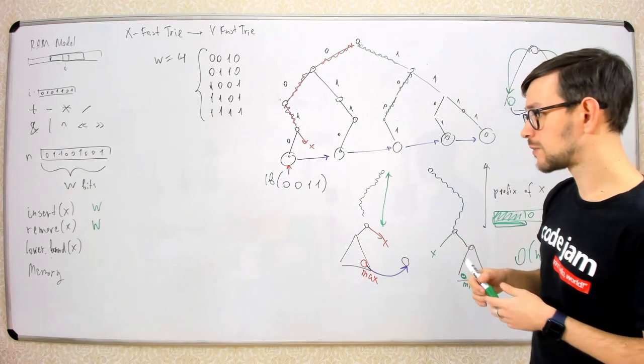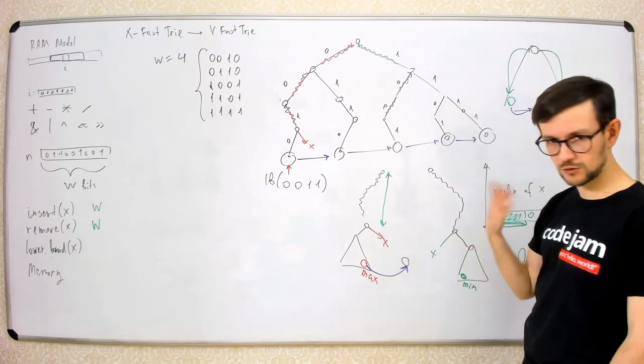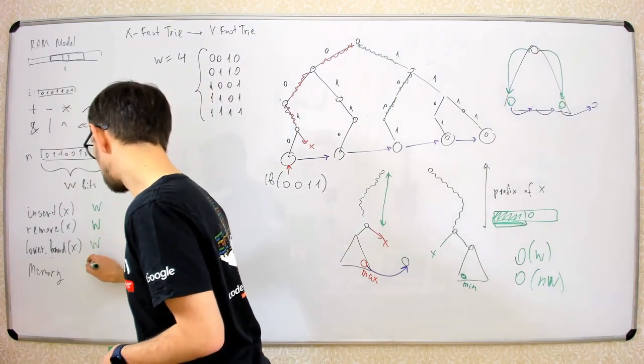And how to calculate lower bound? When you calculate lower bound, again, you follow this path, then go here, here, here, and you find the lower bound. So time complexity is W, and memory complexity is NW.